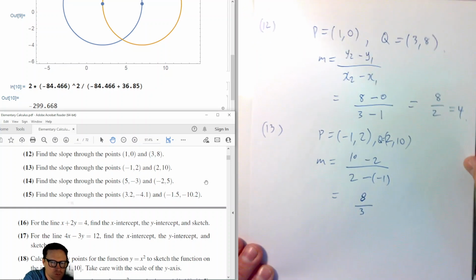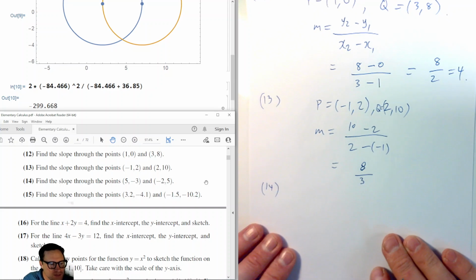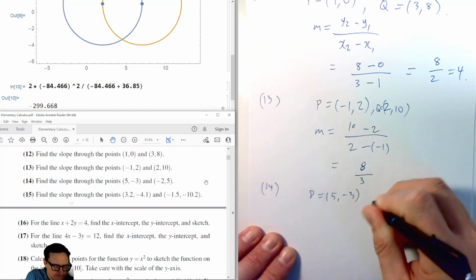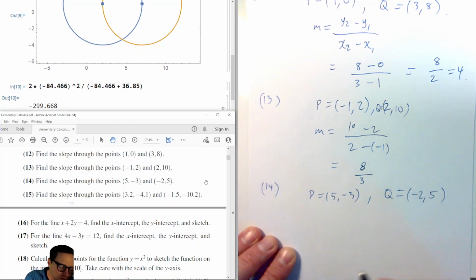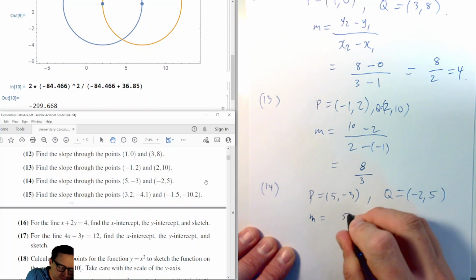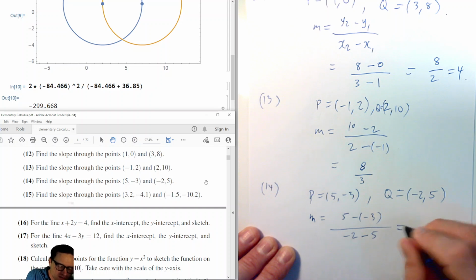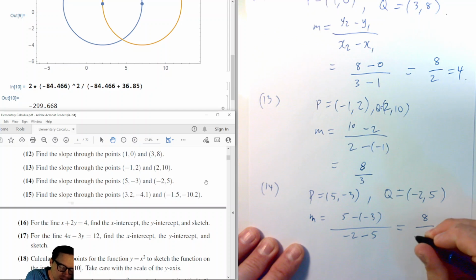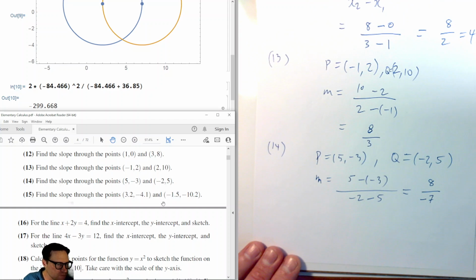All right, question 14. Find the slope through these 2 points. Okay, same story. m is equal to 5 minus minus 3 over minus 2 minus 5, and this is 5 plus 3 is 8 over minus 7, so minus 8/7. Question 15.